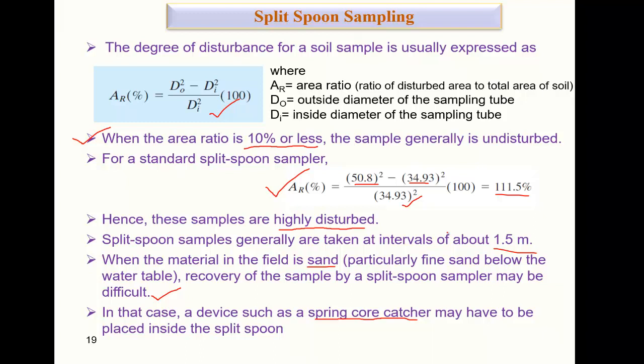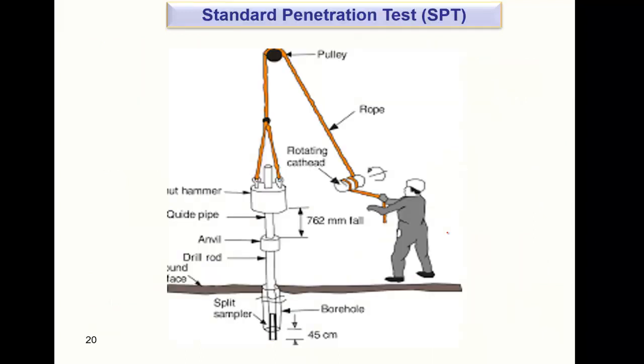So this is actually the split spoon sampling method, the sampling technique. What is the process of collecting this sample? For individual samplers we have different kinds of tests. For the split spoon, the technique we use is called the standard penetration test. What is the name of this? Standard penetration test. So by this SPT test, we can collect the split spoon sample.